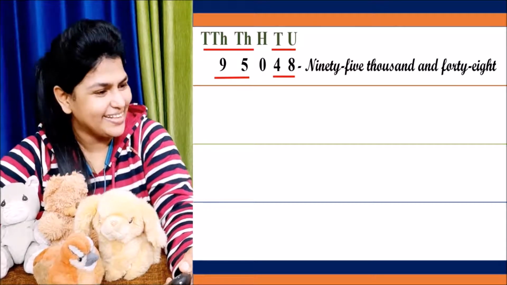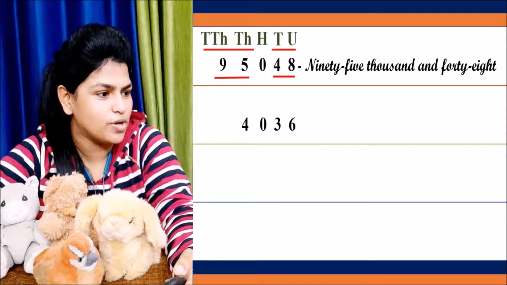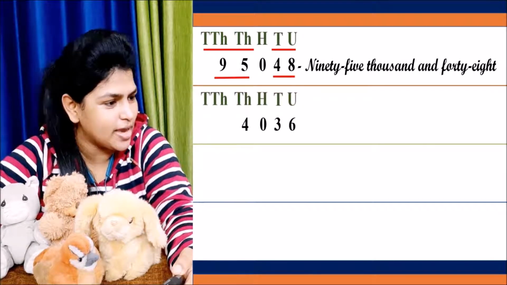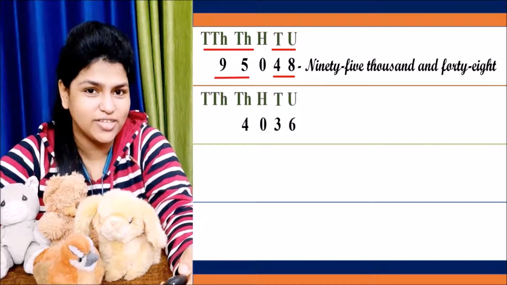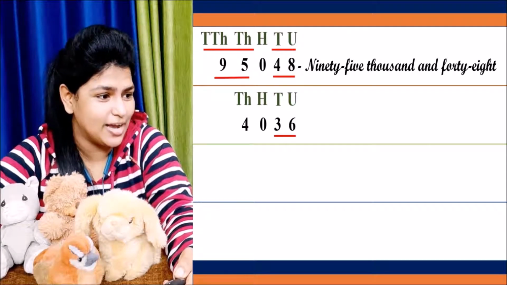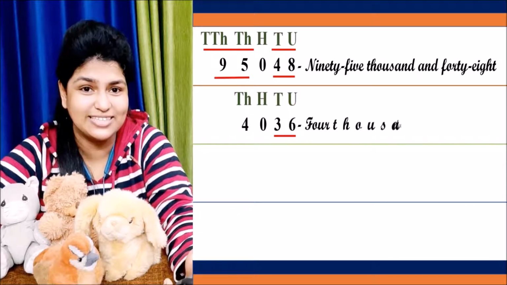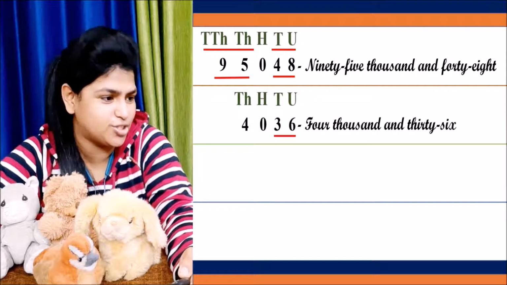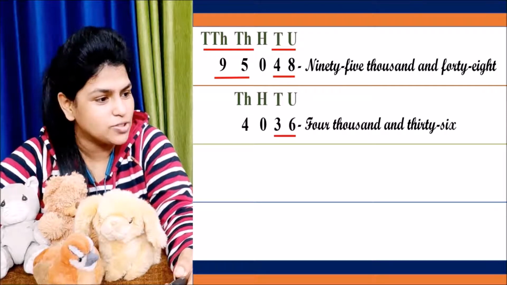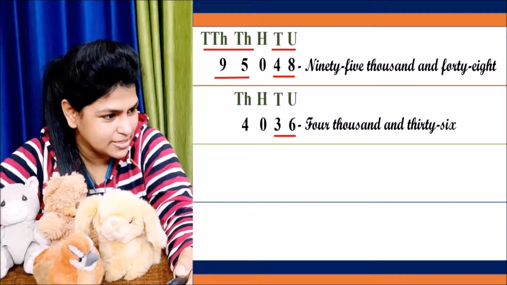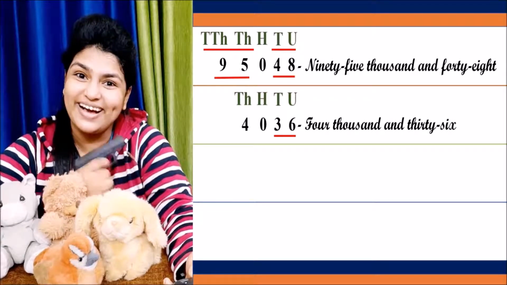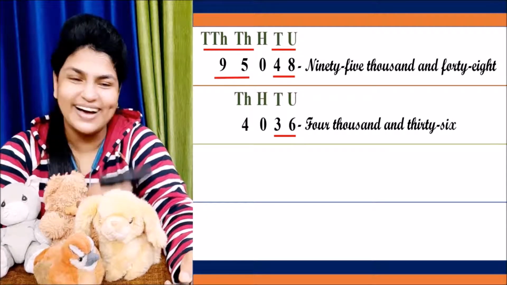Okay. Next number we have 4036. Let's write the Urdu code for it. Okay. And let's underline the best friends. And that is 36. And so let's write it down. 4,000. And there's nothing in the 10 space. So it's a 4-digit number. So I will take thousands separately. So 4,036. What did I shoot? I shot the zero.